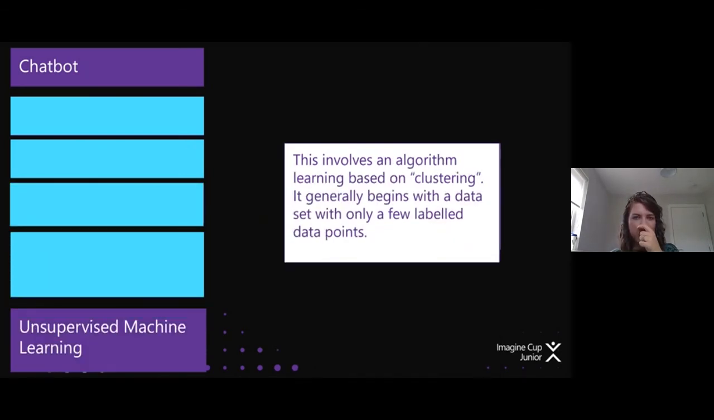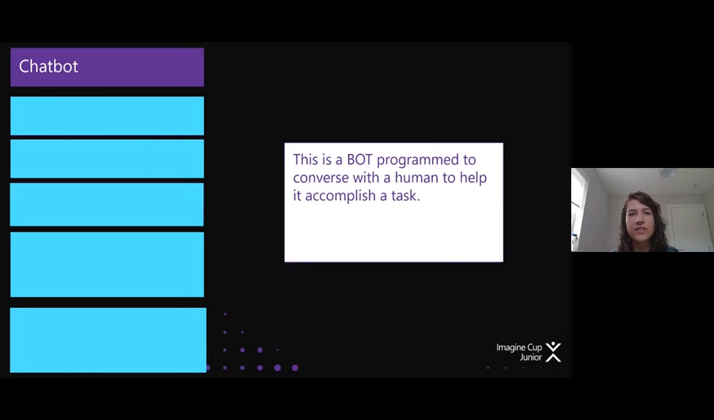Okay, and now we're left with a choice of 2 for this. This involves an algorithm learning based on clustering. It generally begins with a data set with only a few labeled data points. Unsupervised machine learning. Well done. And then obviously, guys, that leaves us with our chatbot, which was our bot that's programmed to converse with a human to help them accomplish a task.